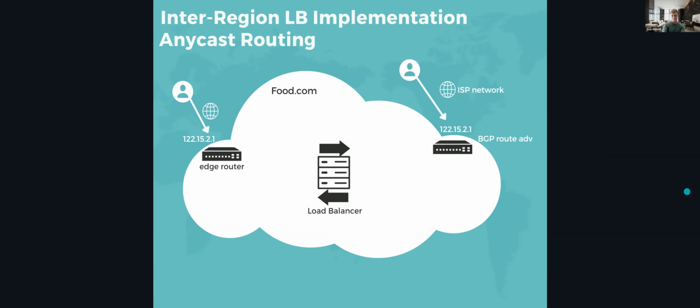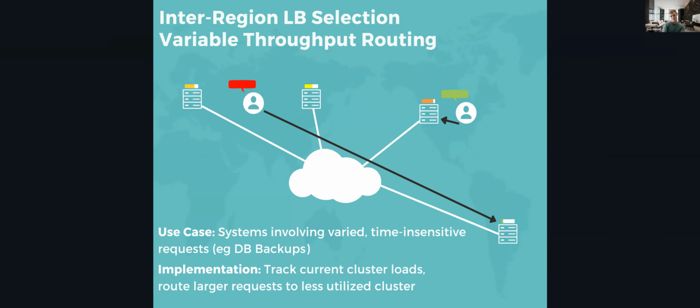So another approach for selecting a region to use for processing a request would be variable throughput routing. Now, in this case, we might prefer to use this if we know that we're going to have some requests that are heavier than others. Maybe we have a heavy DB write or a migration that we have to implement. And we know that this is going to take longer to process than some other client requests might.